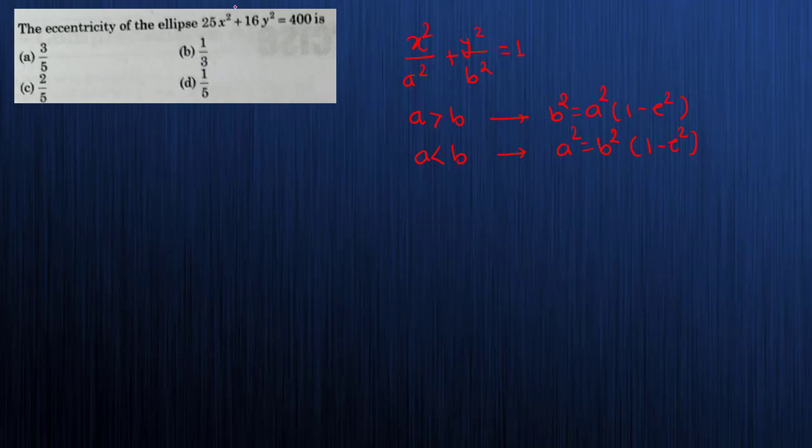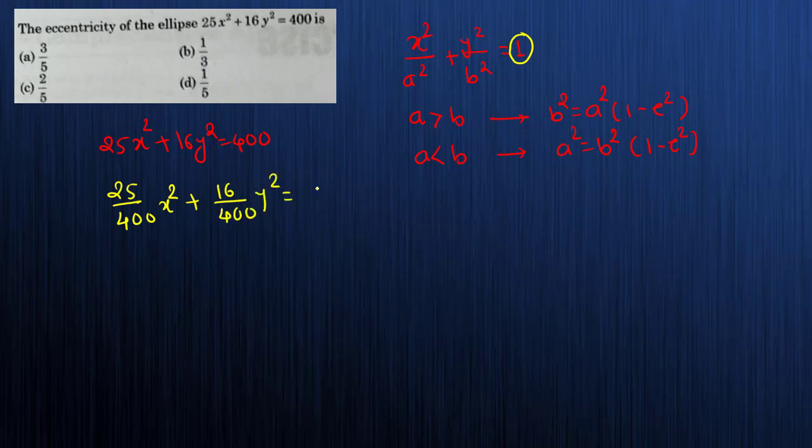Now see here, the equation they have given is 25x square plus 16y square equals 400. You want 1 on the RHS, so divide the whole equation by 400. So it is 25 by 400 x square plus 16 by 400 y square equals 400 by 400, which is 1. So 25 by 400 is nothing but 1 by 16, and 16 by 400 is nothing but 1 by 25. So you will get x square by 16 plus y square by 25 equals 1.